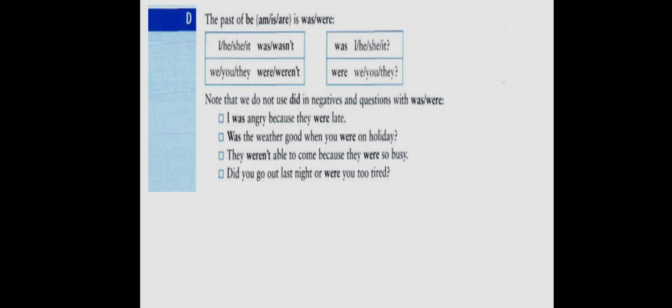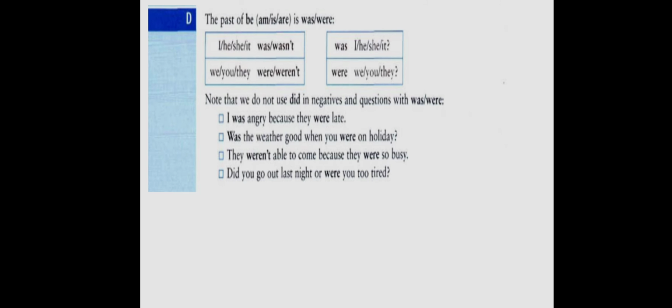I was at home. He was at home. She was at home yesterday. It was at home yesterday. I wasn't at home yesterday. He wasn't at home yesterday. She wasn't at home yesterday. It wasn't at home yesterday. Here we use was or wasn't for he, she, it, and I. We, you, they take were or weren't. Plural takes were, the past of are.